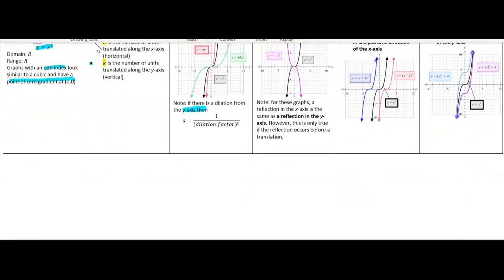So let's do an example of that. I might move quickly through it. So if I had, let's say, y equals, I don't want to use 2 again, let's use 3. Oh, I'll use 4. 4x cubed. It's dilated by a factor of 4.